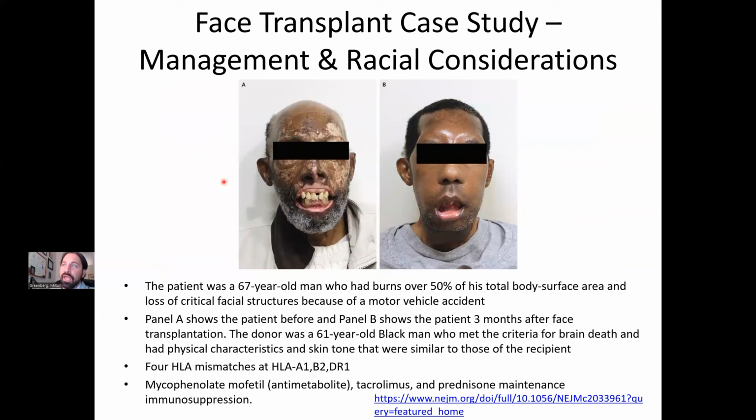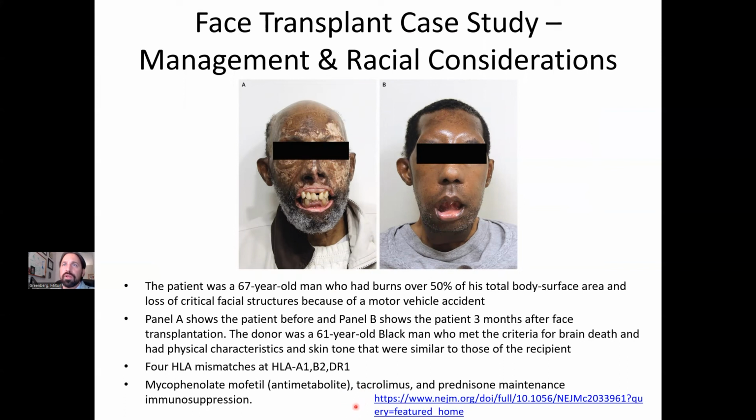It's a very interesting case. It's a very recent case, actually. This was the first described face transplant in a Black man. So I want to use face transplant as a case study, and we're going to talk about management and racial considerations in this case. It's a fascinating read if you want to read it down here. There has really never been a face transplant in a Black man described before in the literature.